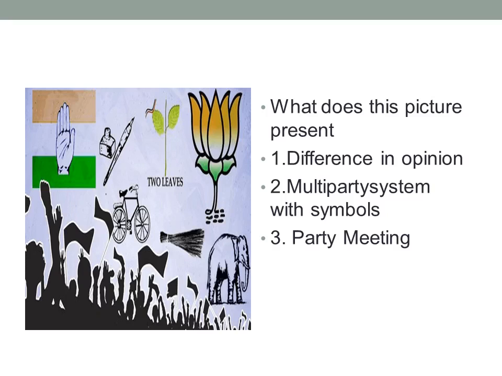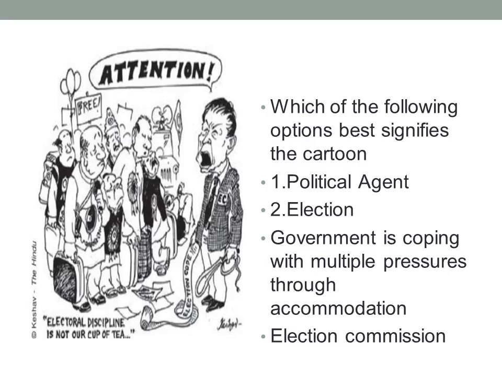Now this is not from your NCERT. Now what does it present? Difference in opinion, multi-party system with symbols, and party meeting. It's very simple. It is showing the multi-party system because you can see different party symbols at the top, and then the parties, the way they do the rallies and all, it is depicted. So you can relate it with multi-party system with symbols. But again, there is a twist. In this particular question, I have given you the options which have come earlier. This may change as the chaos which is created by political parties by the name of their ideologies. This may get related with that concept also. So please keep that in mind.